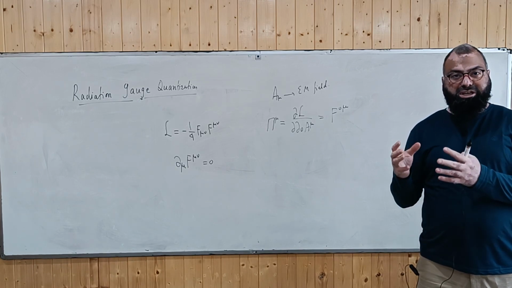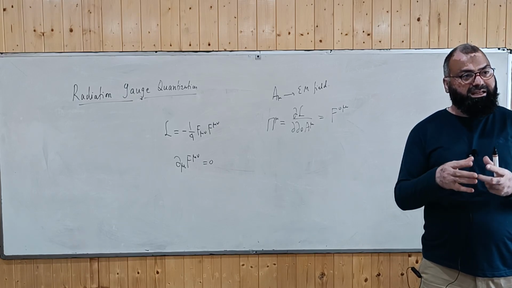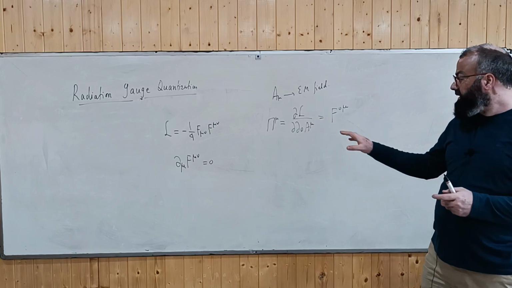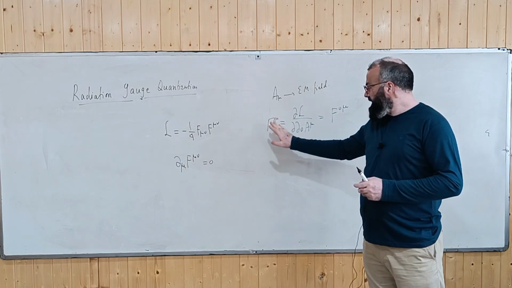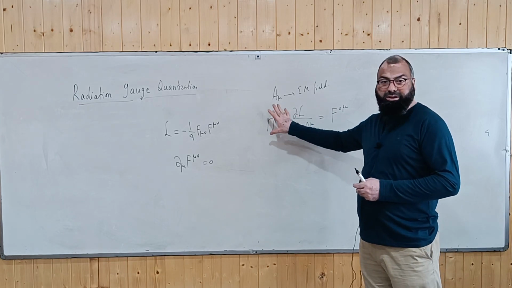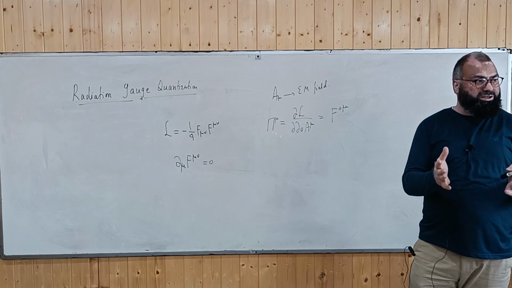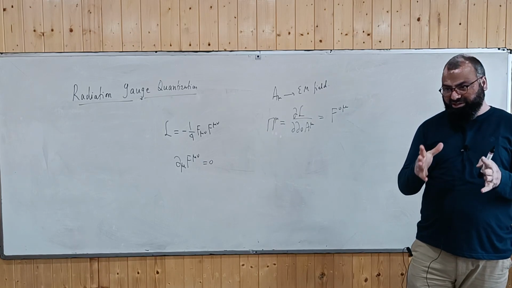So here the degrees of freedom which represent our electromagnetic field are A and pi. A is the field and pi is the canonical conjugate momentum. You promote them to the operator level, and then impose the suitable commutation relation.